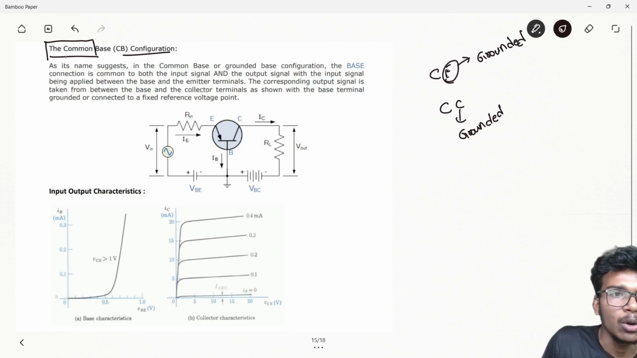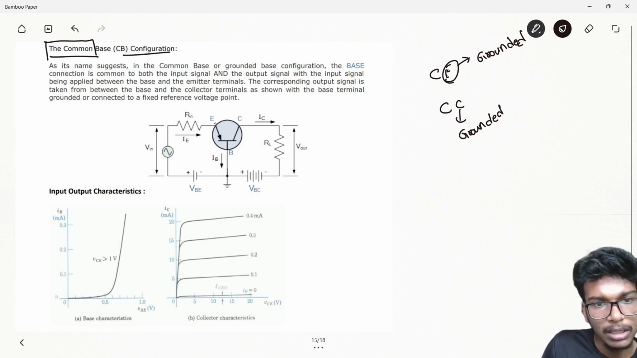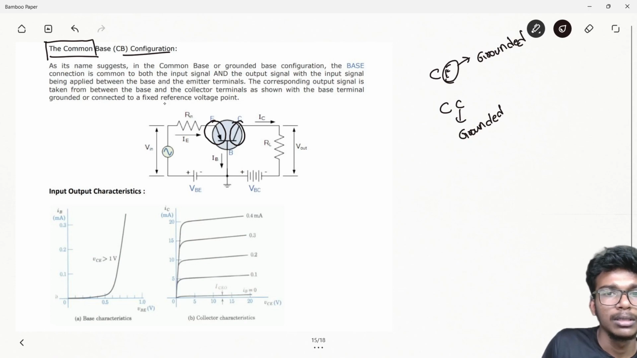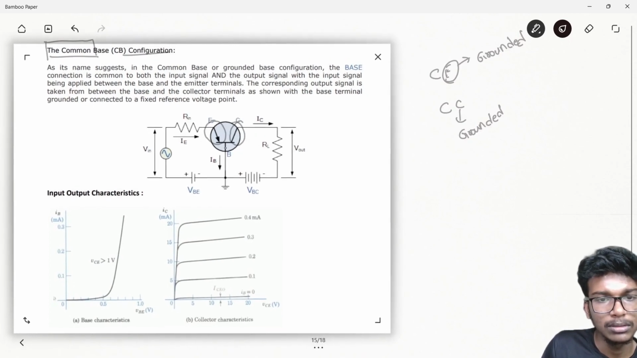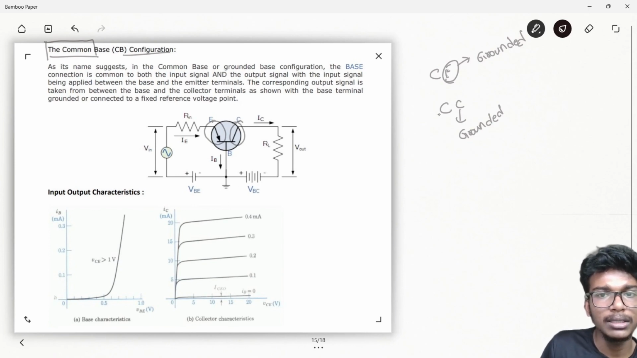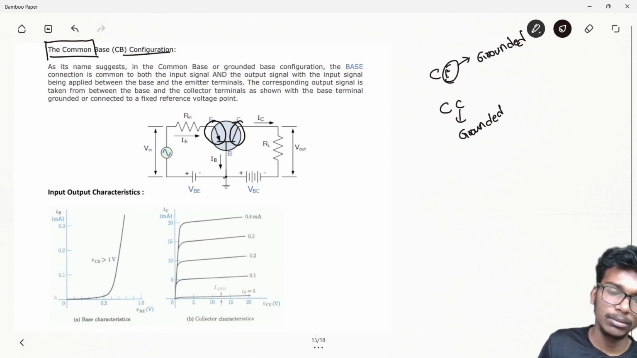As the name suggests, in the common base or grounded base configuration, the base connection is common to both the input signal and the output signal, with the input signal being applied between the base and the emitter terminal. You see, it is the input and we are applying it between emitter and base, and the corresponding output signal is taken from between the base and the collector. We are taking the output from here, shown with the base terminal grounded or connected to a fixed reference voltage. We are connecting this base to zero voltage or a fixed reference voltage.